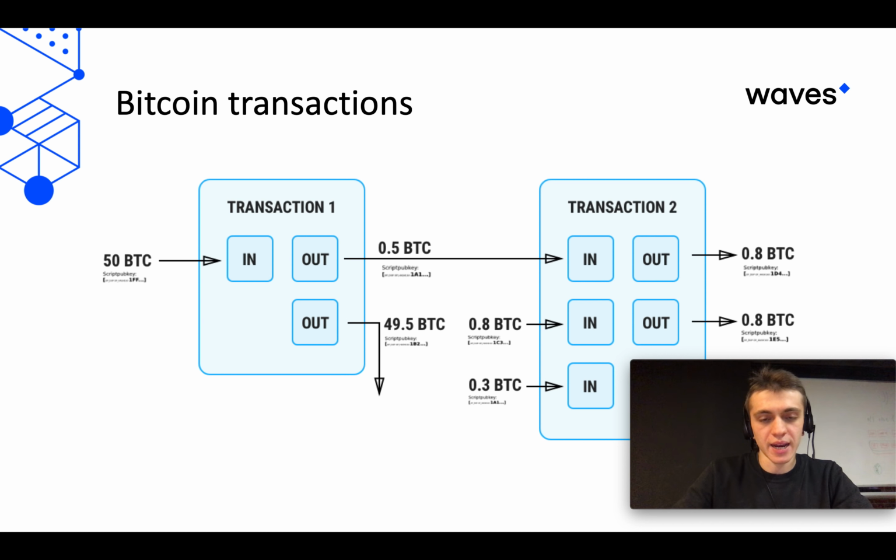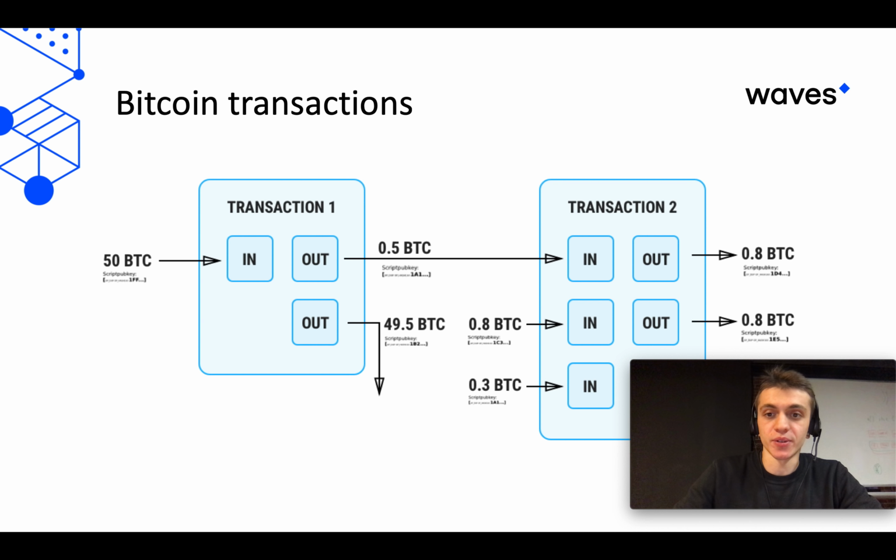To do that transaction, I have to include in my transaction also the input, when I got those bitcoins. So in this case, I got 50 bitcoins somewhere in the past, and in my transaction, I say that, okay, this is my input, and I want to make this output. In this case, I sent 0.5 bitcoins to another person, and I sent back 49.5 bitcoins to my public key. Okay, so each transaction has inputs and outputs, and this is the model of Bitcoin.